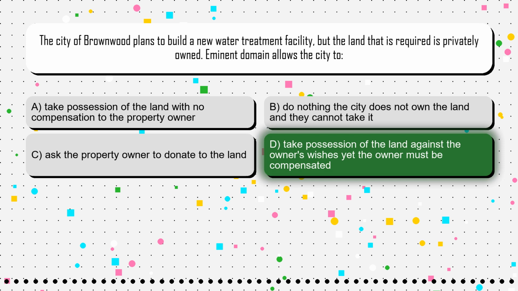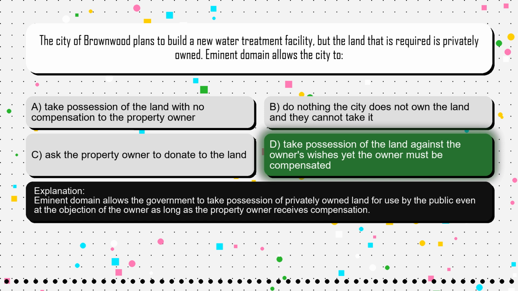The correct answer is option D, take possession of the land against the owner's wishes, yet the owner must be compensated. Eminent domain allows the government to take possession of privately owned land for use by the public, even at the objection of the owner, as long as the property owner receives compensation.